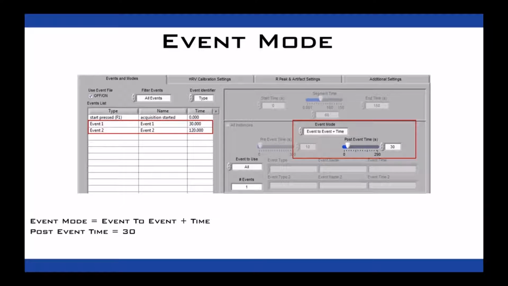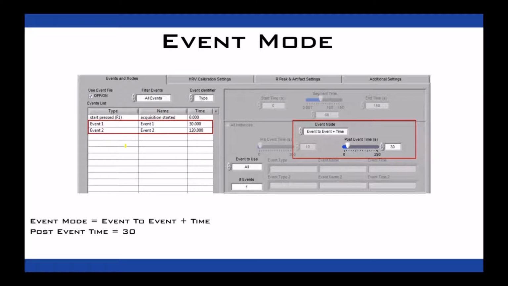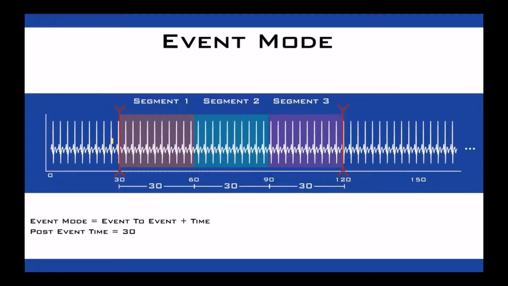Okay, this now is going to be event to event plus time. And this is another one that you'll want to pay attention to your events on the left. So event 1 occurred at 30 seconds, and then event 2 occurred at 120 seconds. And so if we do this option with a 30-second post-event time, what we'll observe is something similar to this. So it's going to give you your events occurred at 30 seconds, and then your other one, again, occurred at 120. But it's going to be split up into 30-second segments.